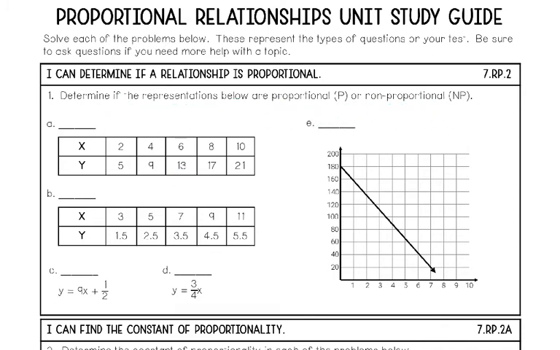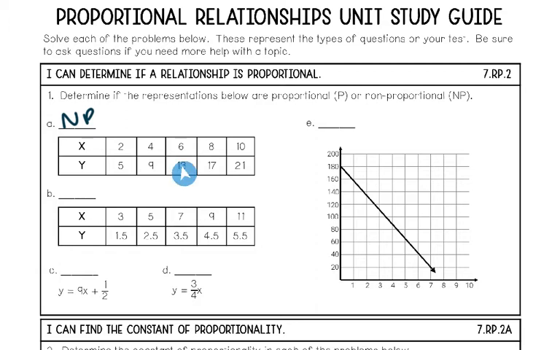Here's how you tell from a table. For every y divided by x value, you should get a constant rate or the same ratio. So now look here, I do 5 divided by 2 and I got 2.5. I did 9 divided by 4 and I got 2.25. So immediately I can tell that this is not proportional. It says here I can just put NP, not proportional.